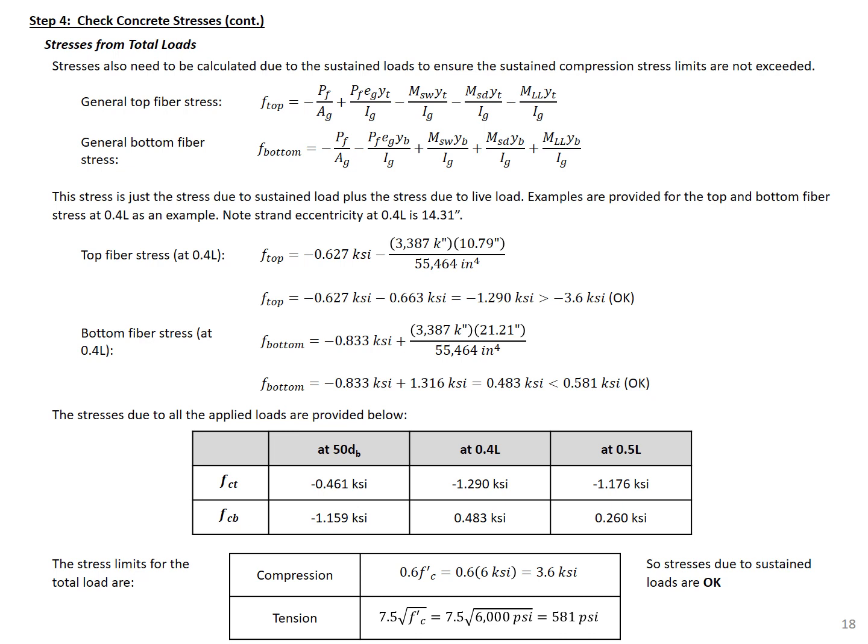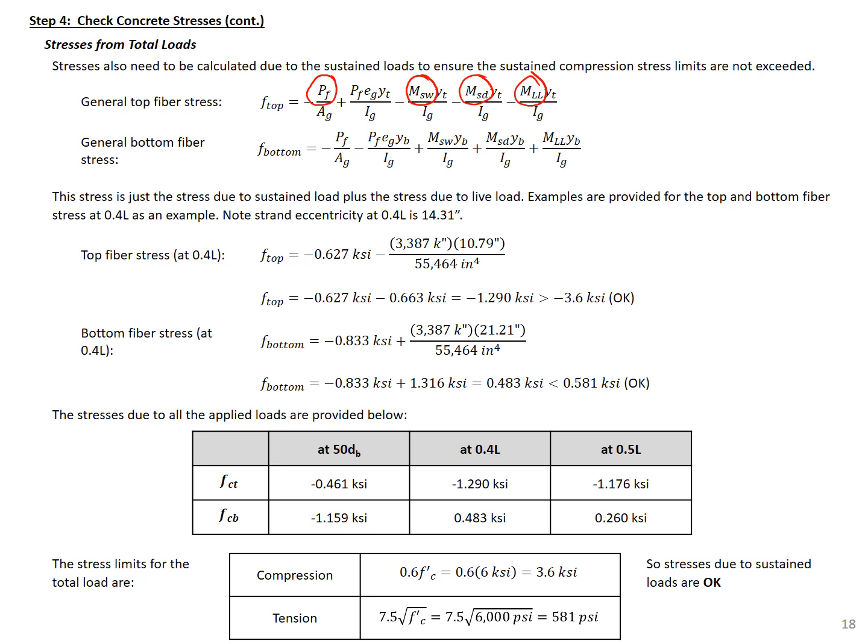The last stresses that we need to check are our service stresses, or our stresses from our total loads. So you can see here there's a final condition, so we're using our final pre-stress force, and we include the stresses from our self-weight moment, the stresses from our superimposed dead load moment, and also the stresses from our live load moment. So our stresses at this point are just the stresses from our sustained load plus the stresses from our live load.